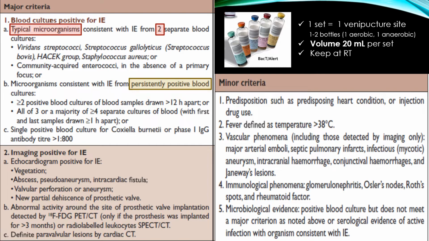Some organisms that cannot be cultured, we can use serology, such as Coxiella burnetii that causes Q fever. It cannot be cultured on the artificial media, so we use the serology antibody titer to diagnose this endocarditis caused by this organism.